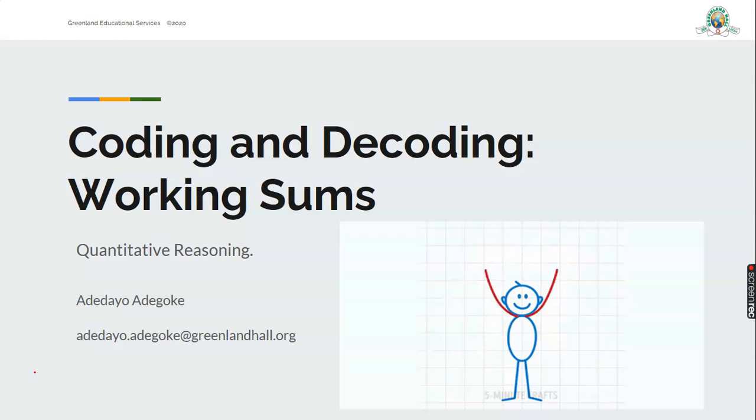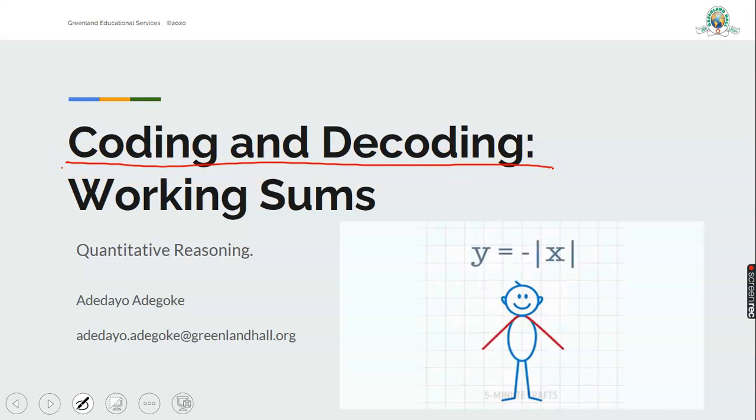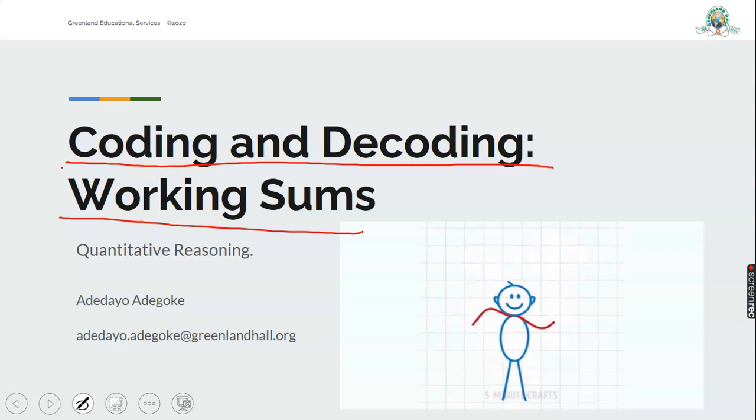Today in quantitative, we are going to be considering the topic, coding and decoding again. But this time around, we are going to be working sums. In our previous lesson, we talked about representing letters with numbers. Today, we are going to see how we can apply them to do some calculations. You are welcome to this class.